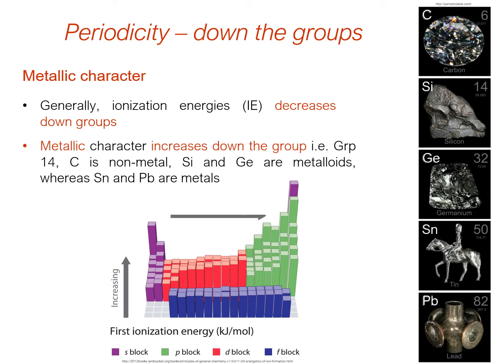Also going down the group, we see that the metallic character increases. We've already touched on this, so I won't spend too much time. But generally the ionization energy decreases down the group. This is because the valence electron is further from the nucleus, so it's much easier to remove. And the metallic character is directly related to the ionization energy. So the ionization energy decreases down the group, and the metallic character increases down the group. The perfect example that I've highlighted here is group 14: carbon's a non-metal, silicon and germanium are metalloids, or semi-metals as they used to be called, and then tin and lead are metals.